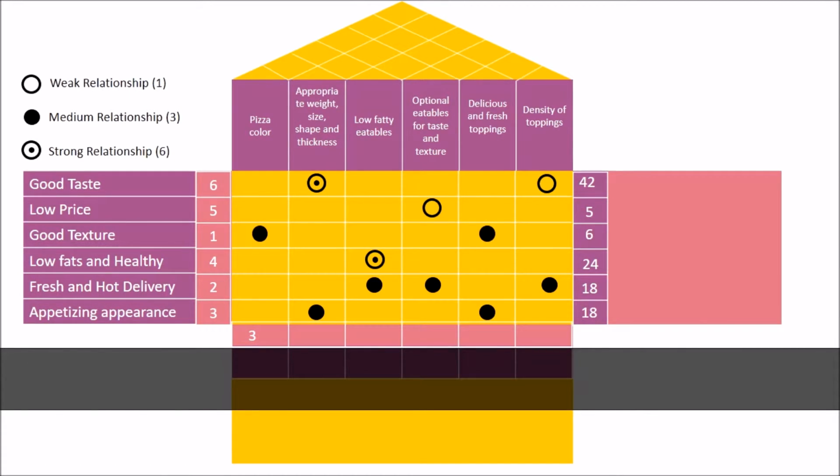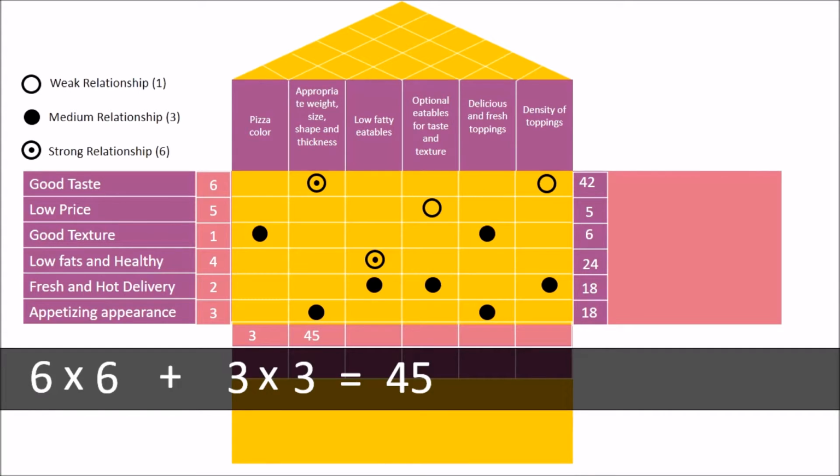For the second column, I'm going to take the first relationship, which is the strong relationship with a value of 6, and I'm going to multiply it with the corresponding importance rating, which is 6 again for good taste. And then I'm going to look at the second relationship, which is a medium relationship, the value of which is 3, and then I'm going to multiply it with the corresponding importance rating again, which is 3. So 3 by 3. I'm going to add both and I'm going to get a 45. So our calculated value for the second column is 45.